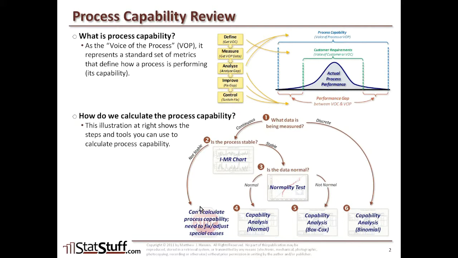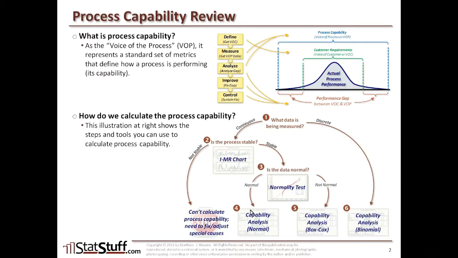If the process is not stable, then we really can't calculate the process capability. There's probably some special causes within our data that we need to fix and remove so that we can get the process to some stable point where we can trust it, and then begin to assess the capability of that process. Once we know the process is stable, we go to the third question, which is, is the data normal? And we'd run a normality test on that.